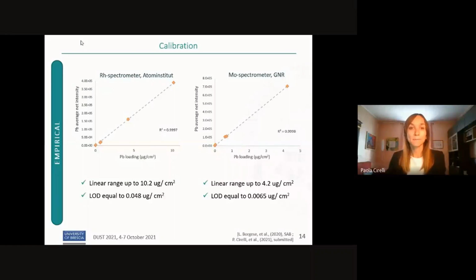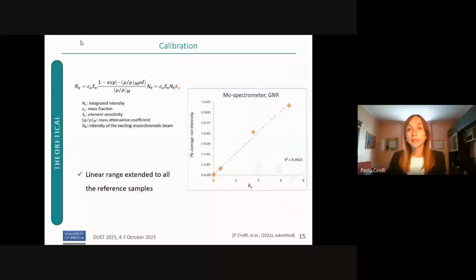for air quality. The data obtained with the molybdenum TXRF spectrometer were analyzed also with a theoretical approach to evaluate if it was possible to extend the calibration line to all the reference samples. This approach takes into account matrix absorption contributions that are mass dependent. Therefore, considering the different mass loading of the sample, it was possible to calculate the absorption contribution and correlate it to the detected fluorescence intensity of each sample. In this way, it was possible to extend the range of linearity to all the reference samples in study, up to 10.2 microgram over a square centimeter.